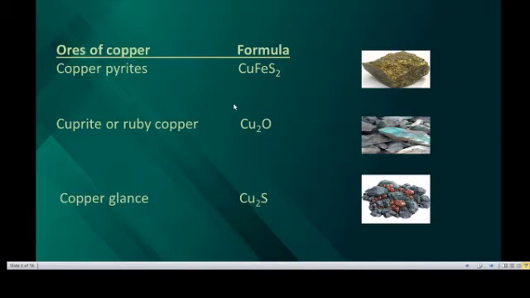What are the important ores of copper? The first one is copper pyrite. The second one is cuprite or ruby copper. Third one, copper glance. The formula of copper pyrite is CuFeS2. Cuprite or ruby copper is Cu2O. Copper glance is Cu2S. These are the three important ores of copper.